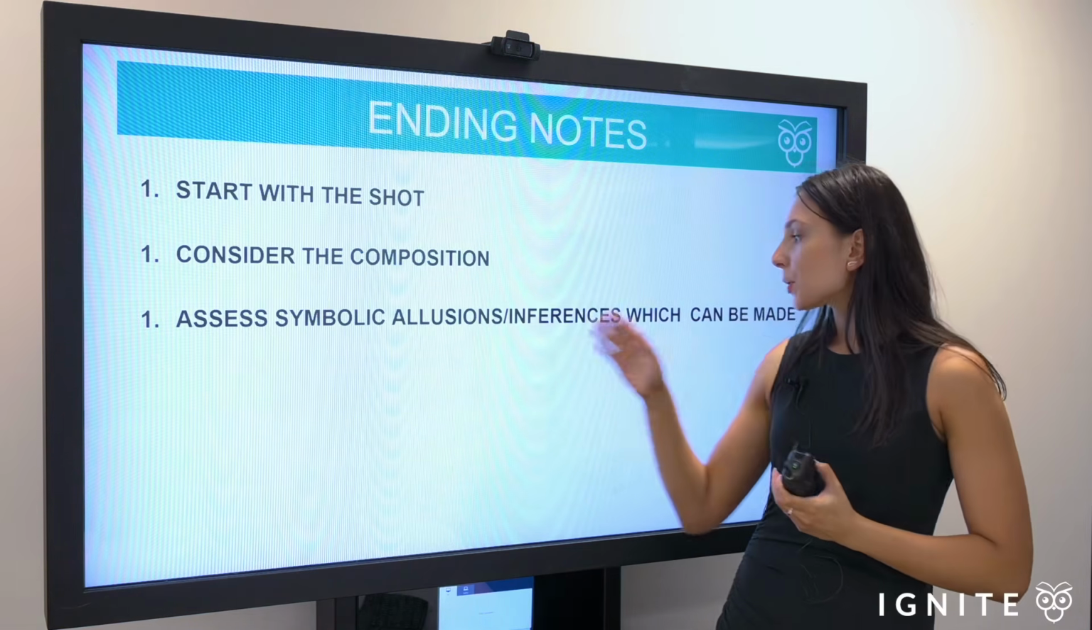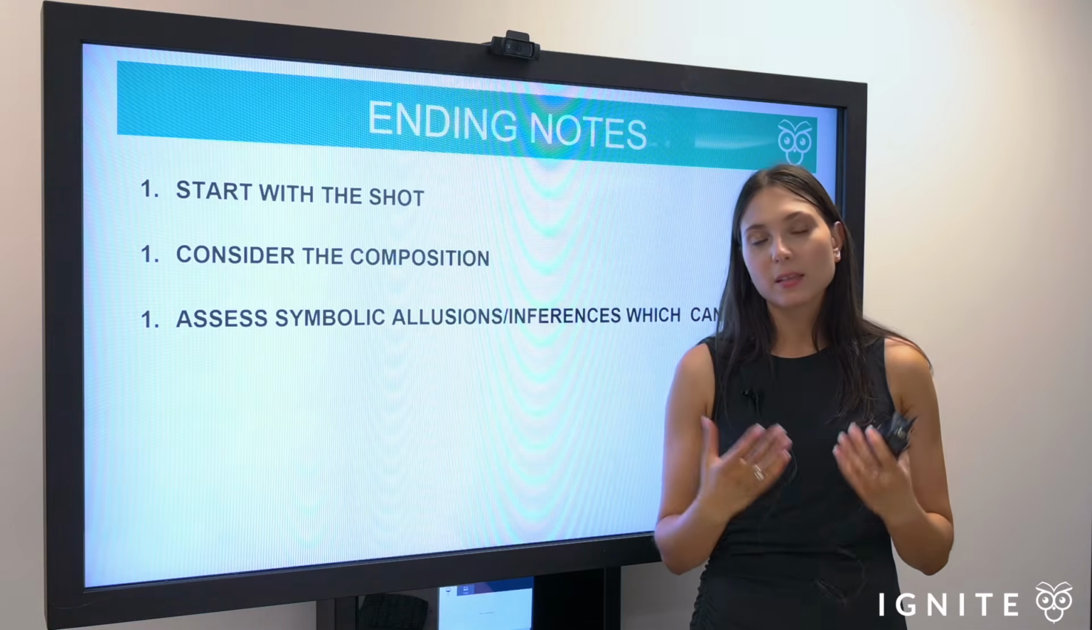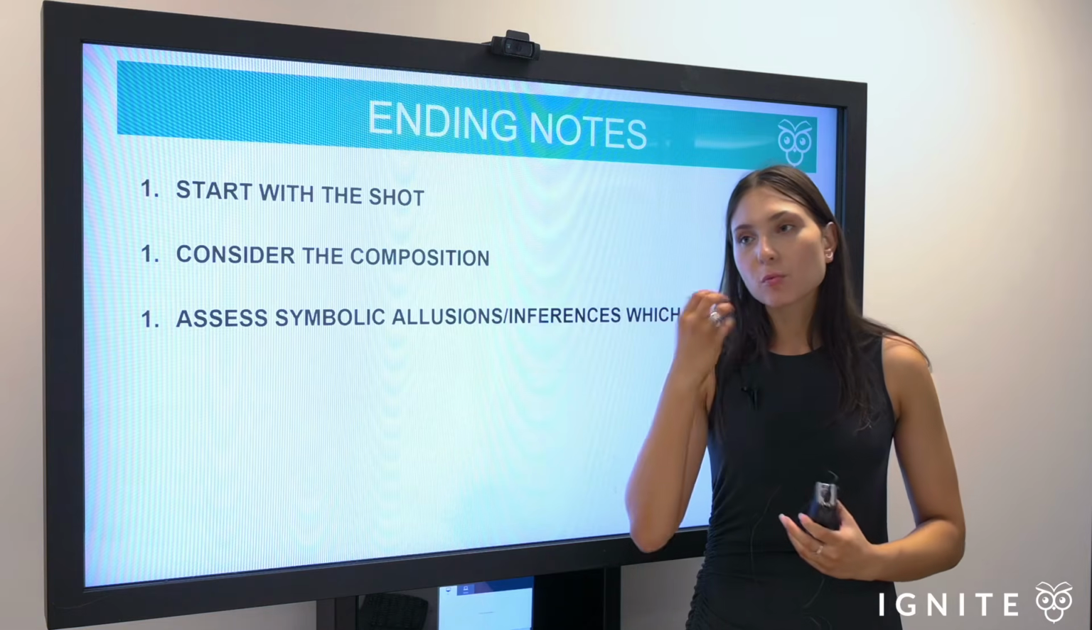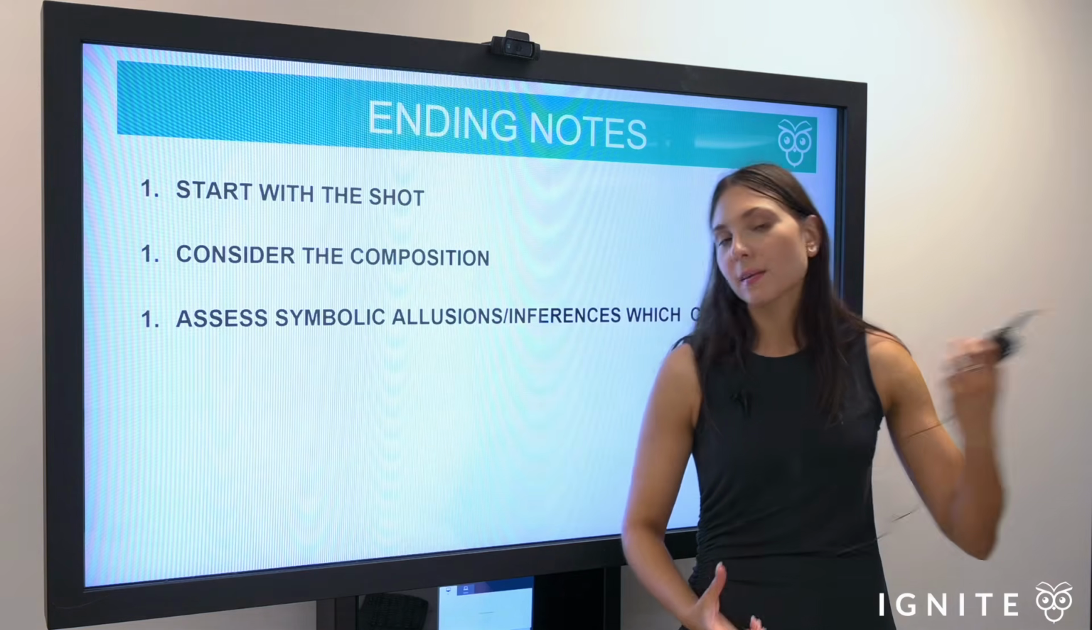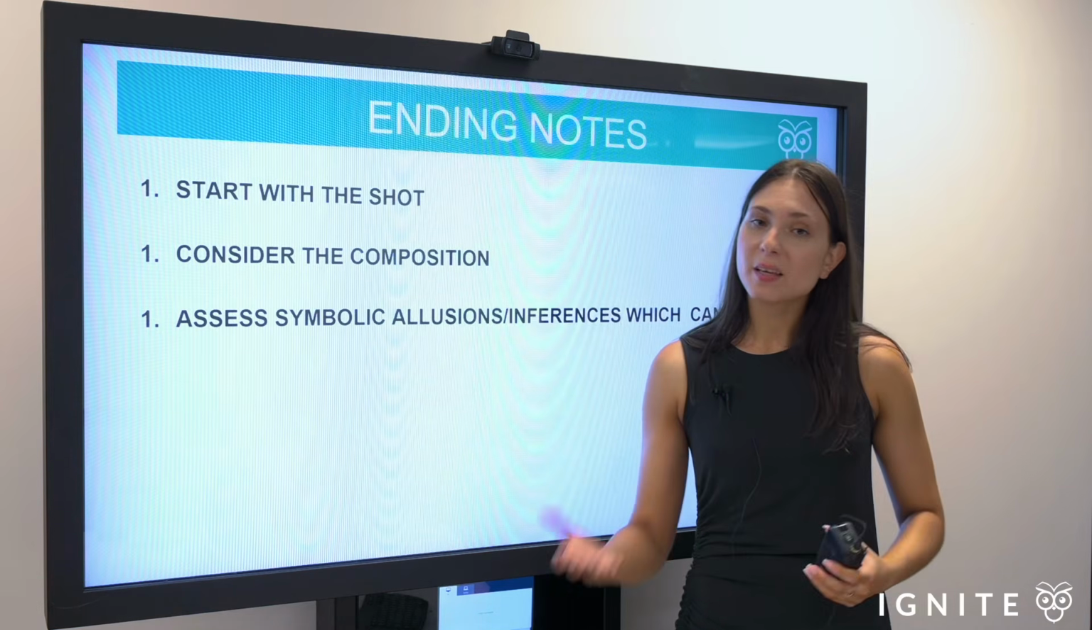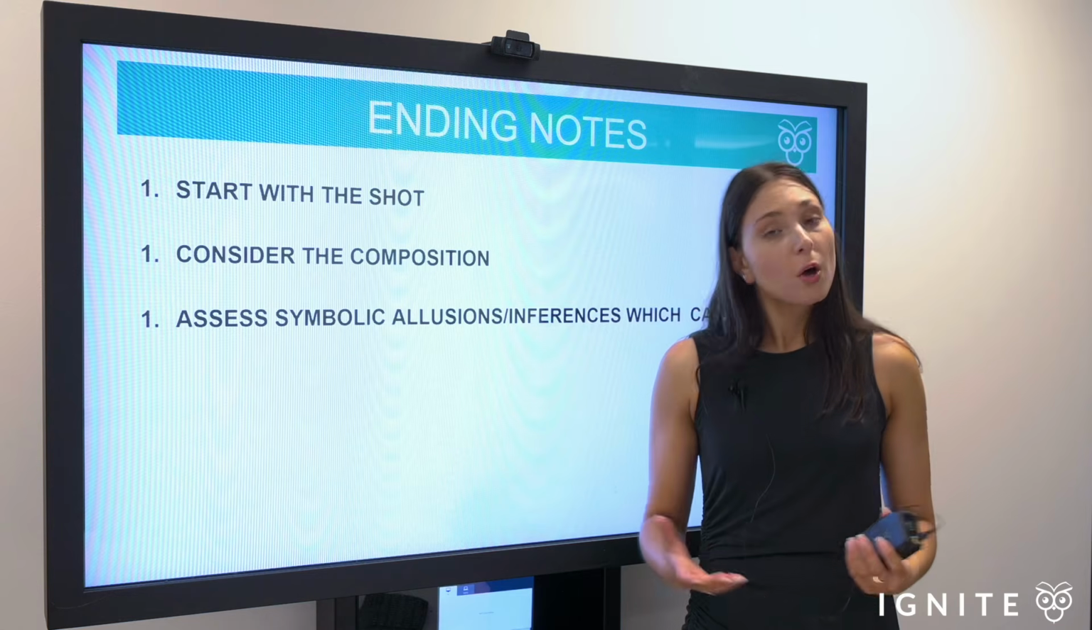And then assess the symbolic allusions or inferences within the text. What does the color symbolize? What does the setting symbolize? What can we read between the diegetic music and the expressions on Billy's face? All right, so start with the basics and then start thinking about symbolic analysis that you can draw from there.